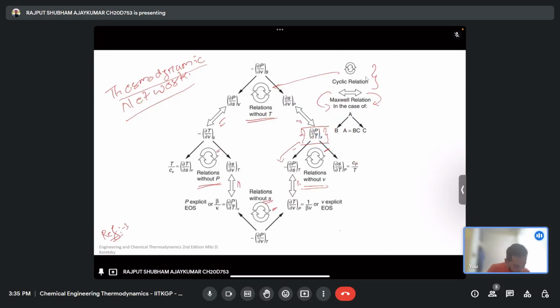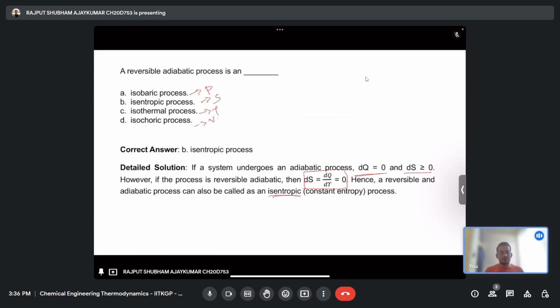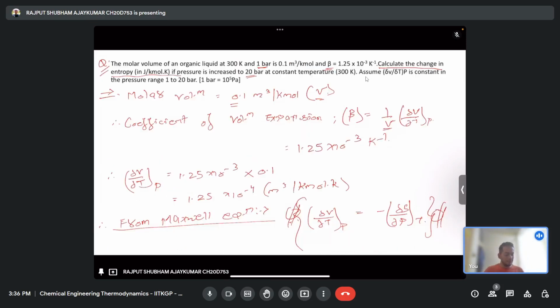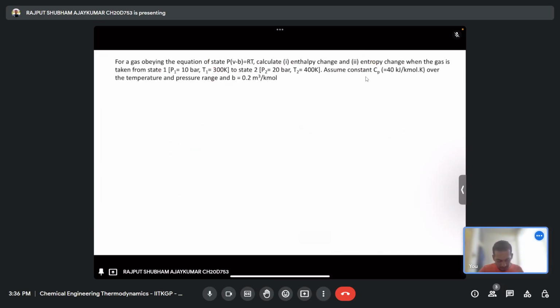Okay, so if you see this, you are seeing this equation, right? So this is what we are using right now, the volume explicit equation of state. Volume expansivity beta is equal to 1 upon V del V by del T at constant pressure. Similarly, there are different terms like isothermal compressibility kappa. So if you know the thermodynamic relationships or the thermodynamic network, it's very easy to solve this type of equation. Okay, so now we'll solve another one.